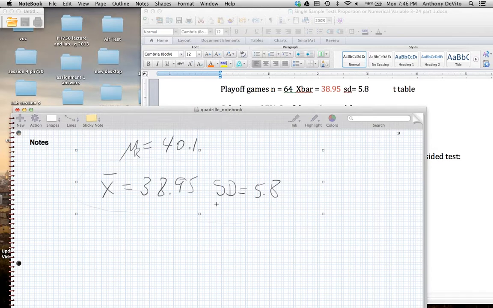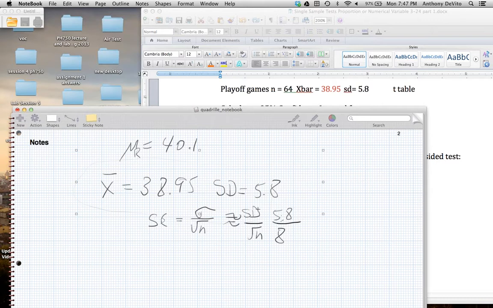The first thing we need to do to calculate a confidence interval when we have samples is to calculate the standard error. Normally, the standard error would be sigma over the square root of n. We don't know sigma, so we're going to have to use the sample standard deviation. It's approximately the standard deviation over the square root of the sample size. So that's going to be 5.8 divided by 8.